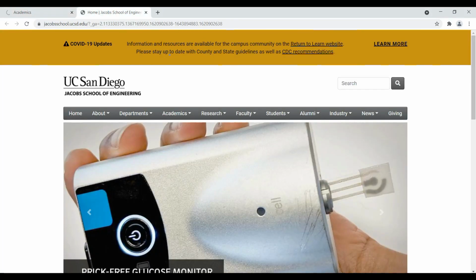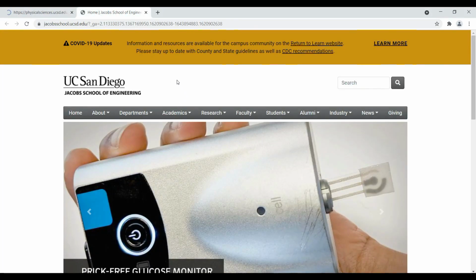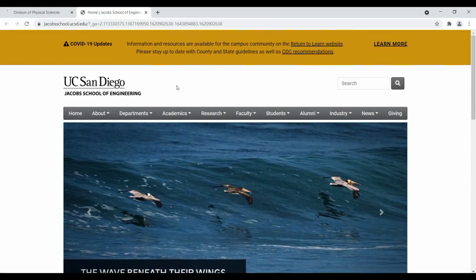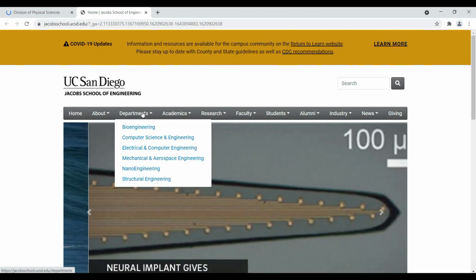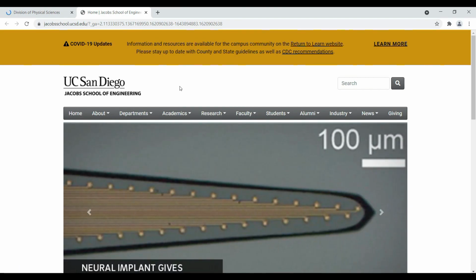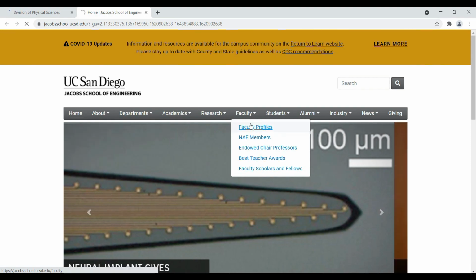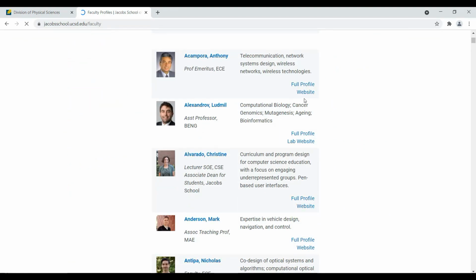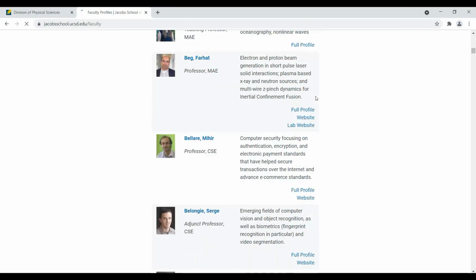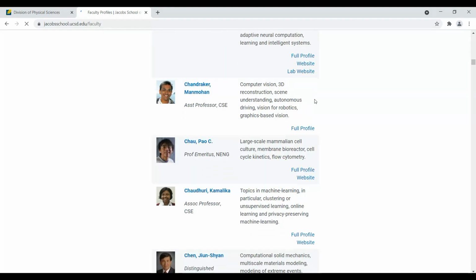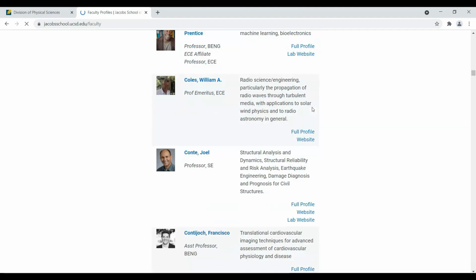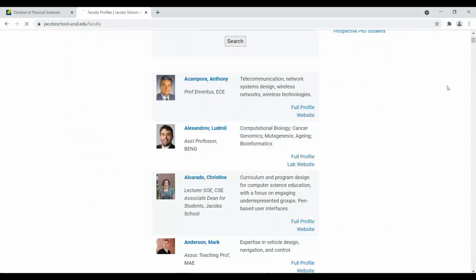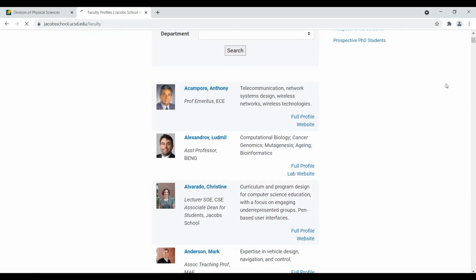Here it is, the Jacobs School of Engineering. We just go to the computer science department or the faculty. We have to find the faculty, so yeah, faculty profiles. Here it is. It is a really long list, so it is going to be a hectic thing, but we just cut it short.